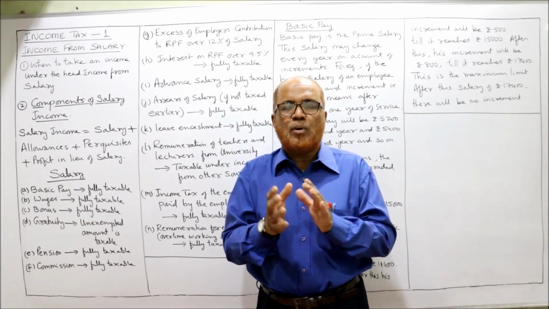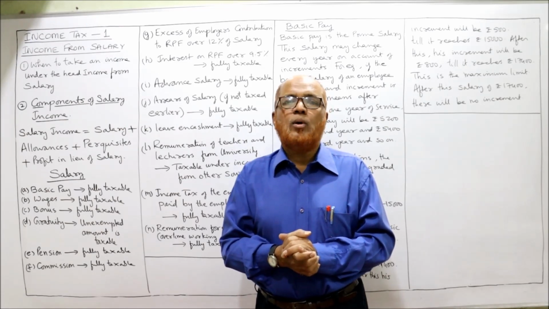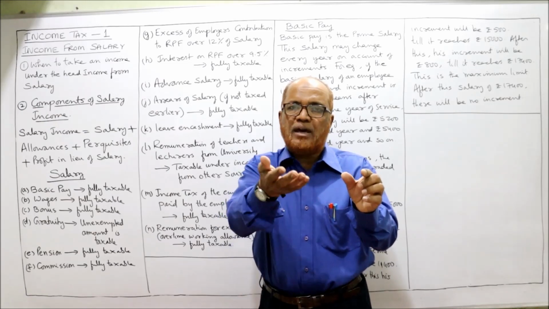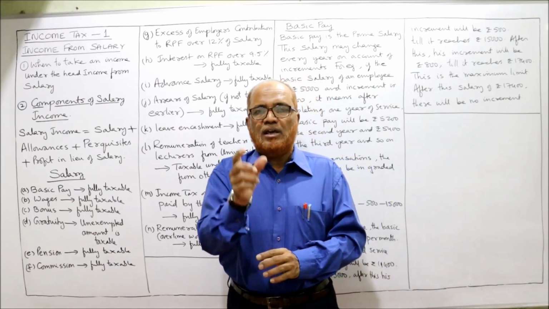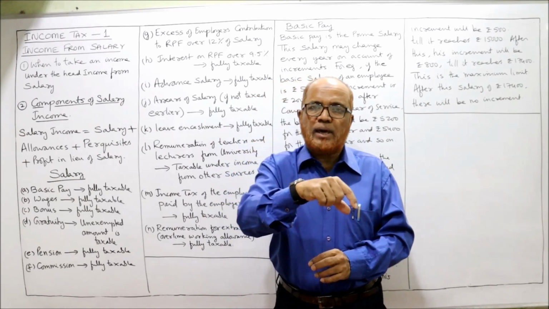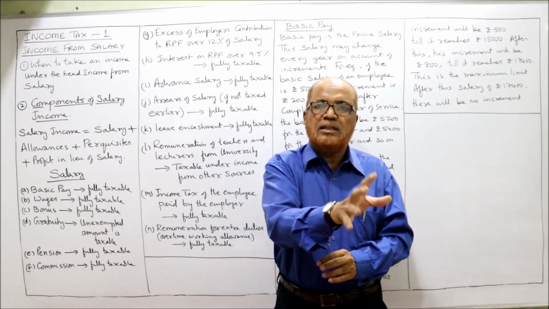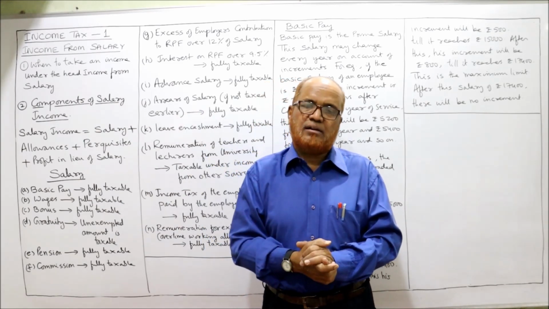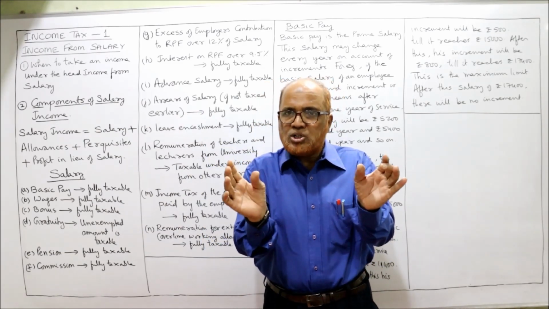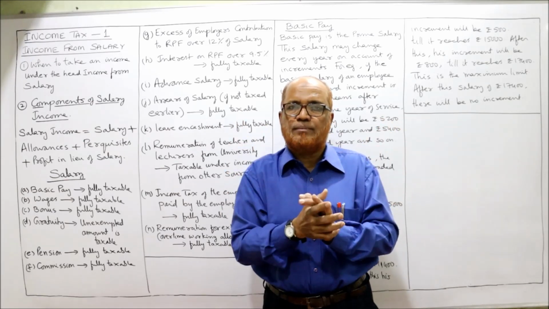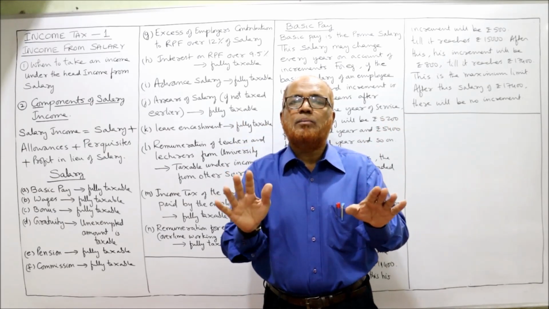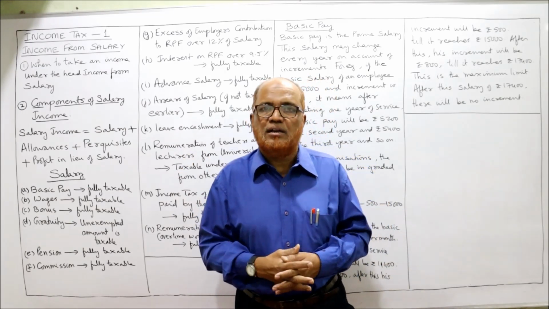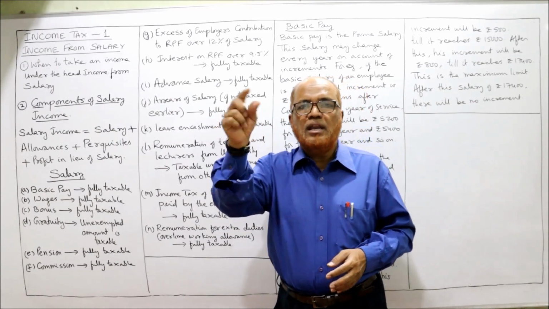The main basic point is there should be an employer-employee relationship, a master-servant relationship between the payer of salary and the receiver of salary. If the relationship is that of employer and employee, then only this income will be treated as salary income, taxable under the head income from salary. Otherwise, if there is no relationship between master and servant, then the income received will not be taxable under the head income from salary.